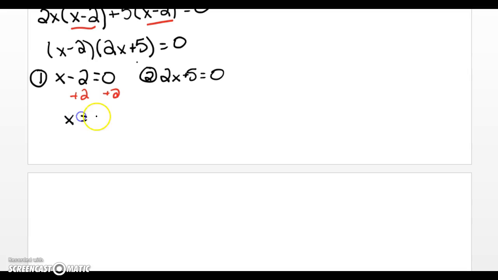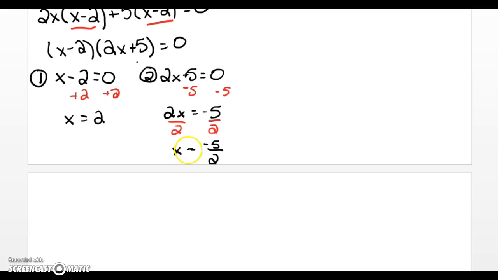So we have x is equal to 2. In our second factor, we subtract 5 on each side, so we're left with 2x is equal to negative 5. We want to get x by itself, and this is times 2, so we divide by 2. We're left with x is equal to negative 5 over 2. We can leave that as a fraction.